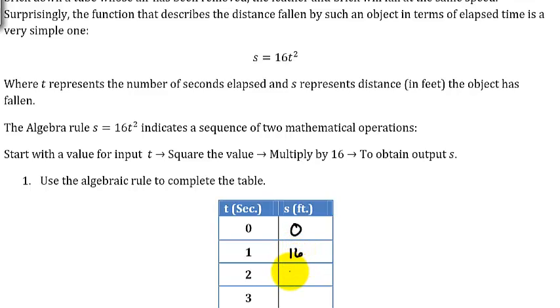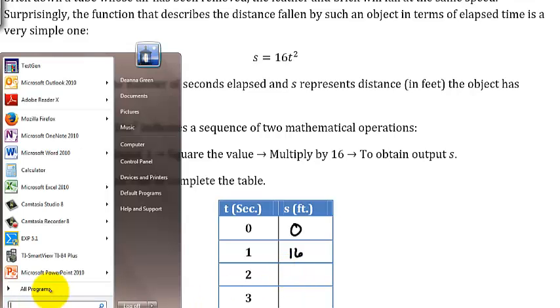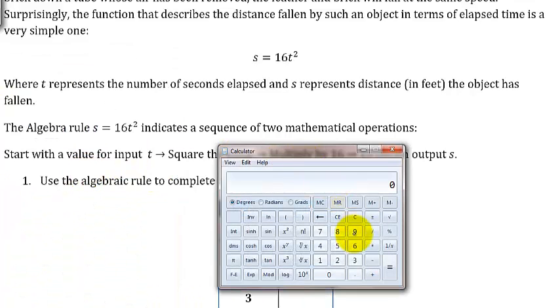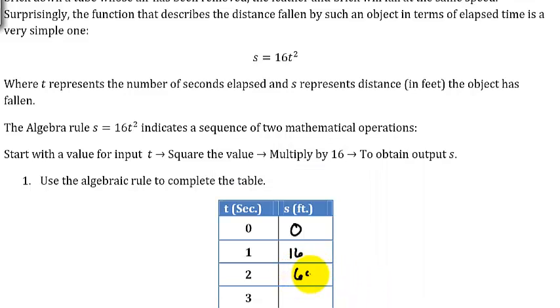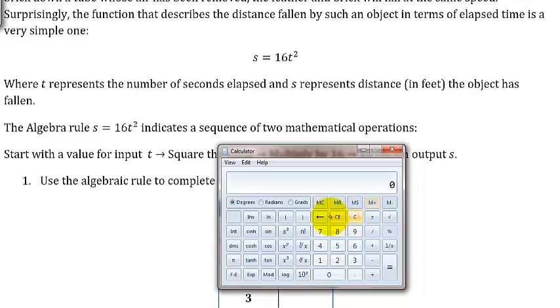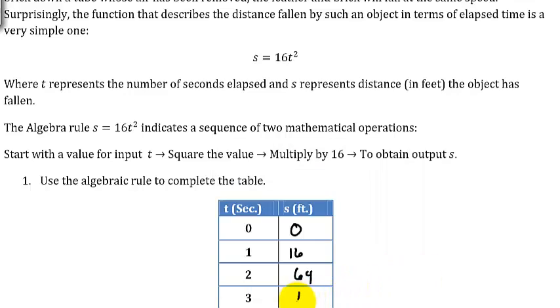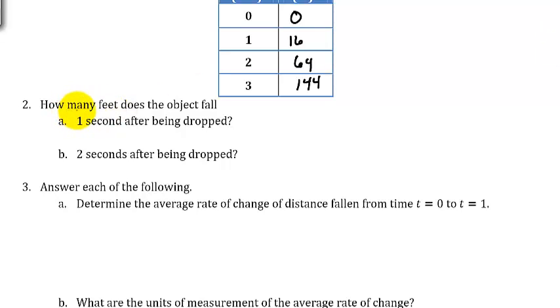2 squared is 4, and 4 times 16, well, 64, but we'll just do that on our calculators to make sure. 4 times 16 is 64. And then if you square 3, you get 9, and 16 times 9 gives you 144, I believe. How many feet does the object fall 1 second after being dropped? So we would go to the table and look at that, and after 1 second it has dropped 16 feet.